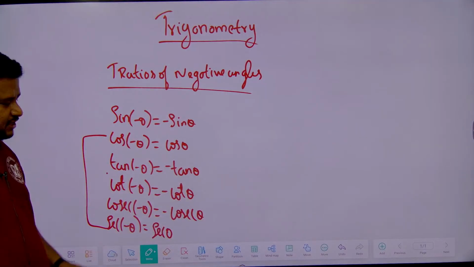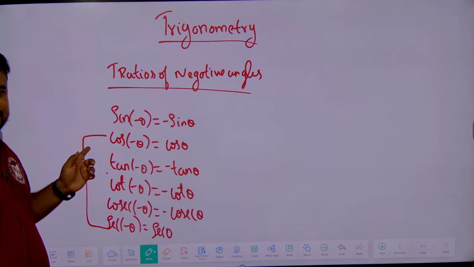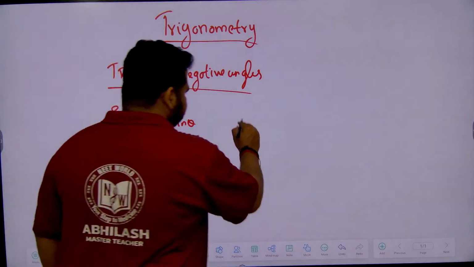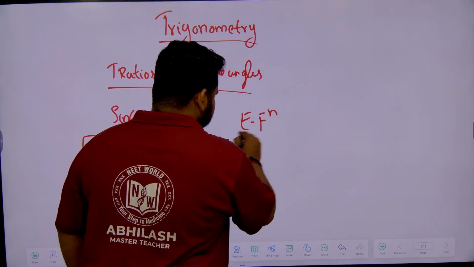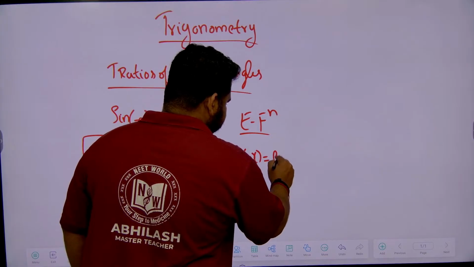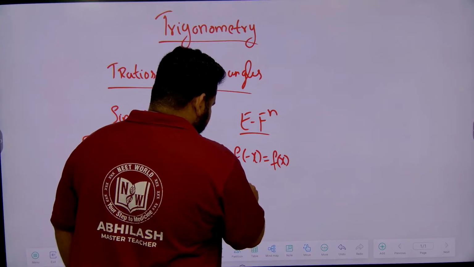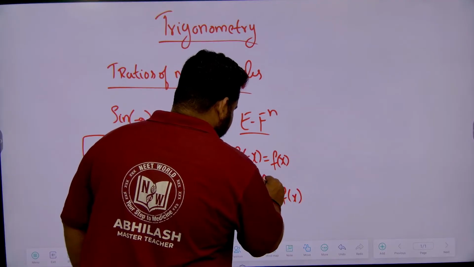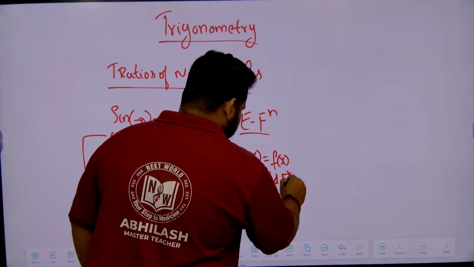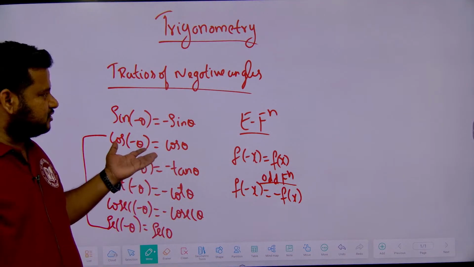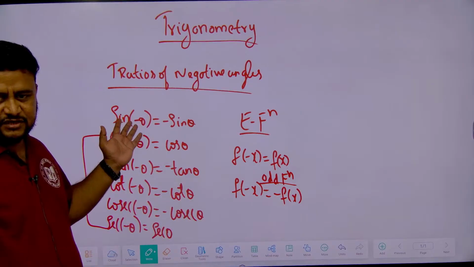So that's why we call them as what? Odd function or even function? Even functions. I told you even function means f of minus x will be equal to f of x. If f of minus x is equal to minus f of x, we call them as odd function. These are the things we learnt in the first class when we spoke about basics of trigonometry.